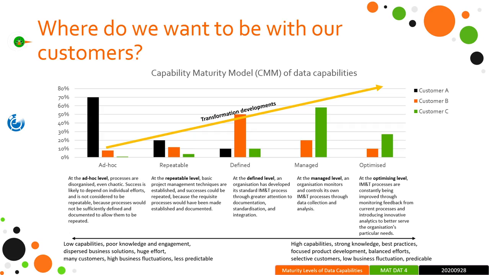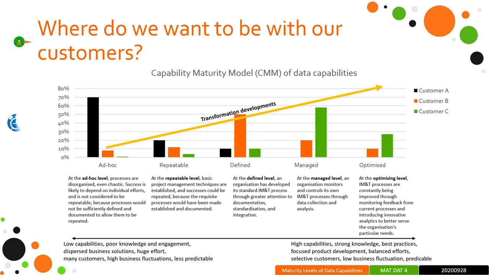At the repeatable level, basic project management techniques are established, and successes could be repeated because the requisite processes would have been established and documented. For instance, customer A has some of its data projects in the repeatable band. Costs and resources are better managed on these few initiatives. But most data projects follow a disorganized approach and remain in the ad hoc band. The goal is to help this customer evolve to the next maturity stage.